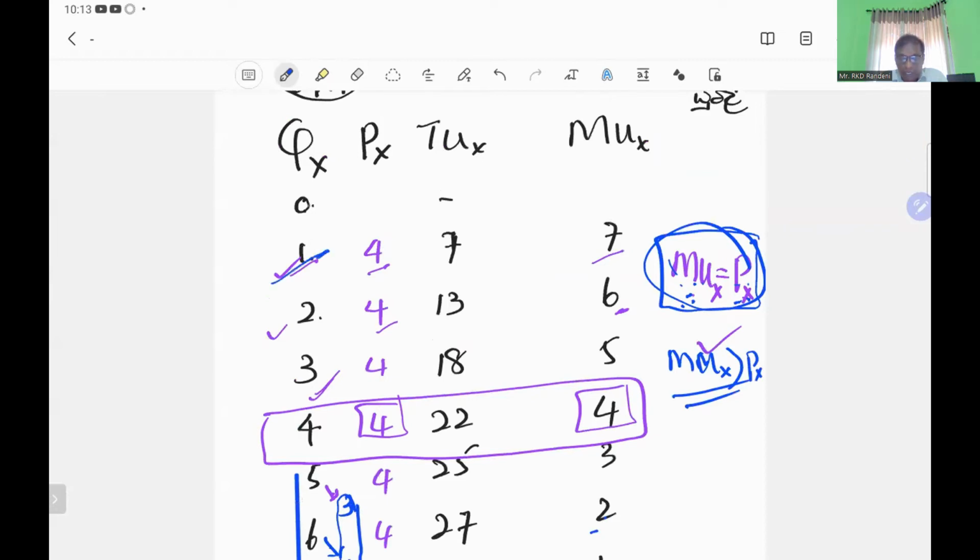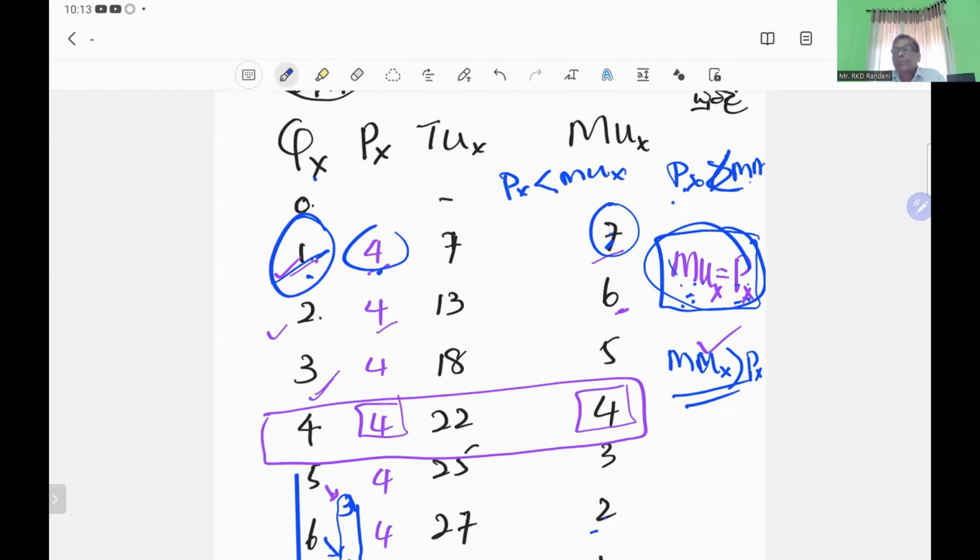Now, consuming 1 unit of X, he spent 4 rupees. He can gain 7 units. Then the price of X is less than that number. MU is greater than the price of X. Right? Price of X is less than MUx, or MUx is greater than Px. Definitely he will be ready to consume 1 unit of X, no doubt.